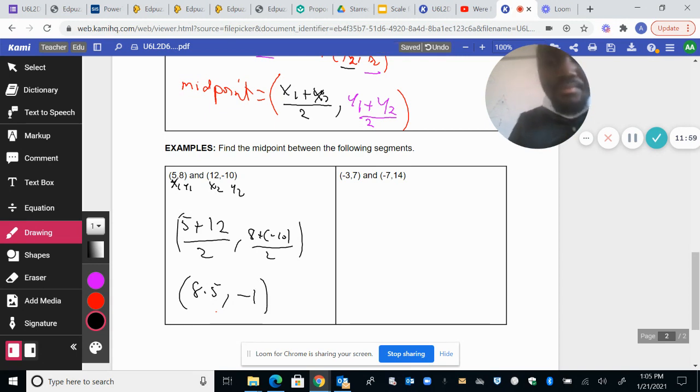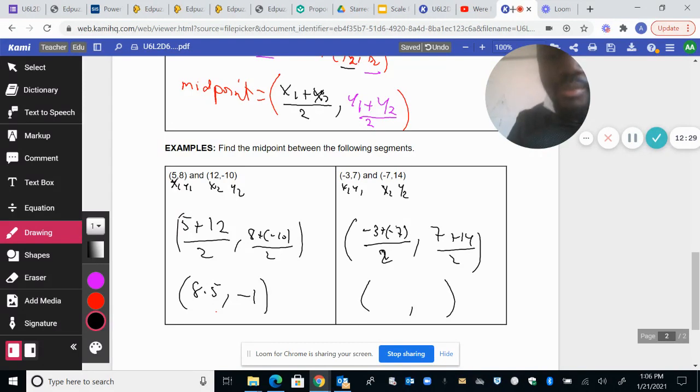On the other side too, x1, y1, x2, y2. x1 plus x2, negative 3 plus negative 7. You take half of it. Other side too. 7 plus 14, half of it. Negative 3 plus negative 7 is negative 10. Negative 10 divided by 2 is negative 5. And 7 plus 14 is 21. 21 divided by 2 is 10.5. So this is how we find the midpoint, okay?